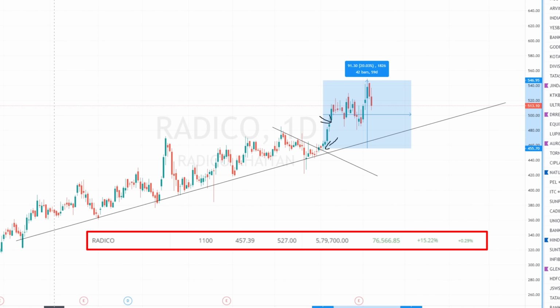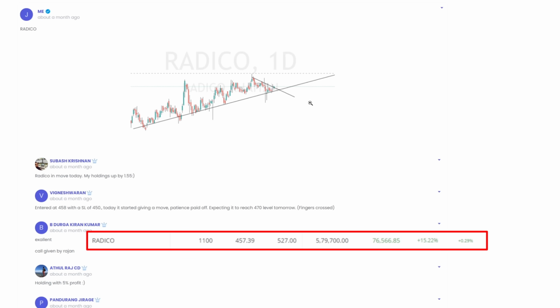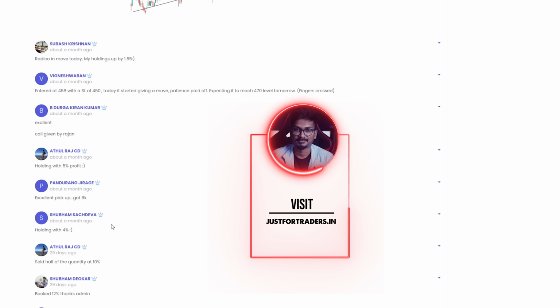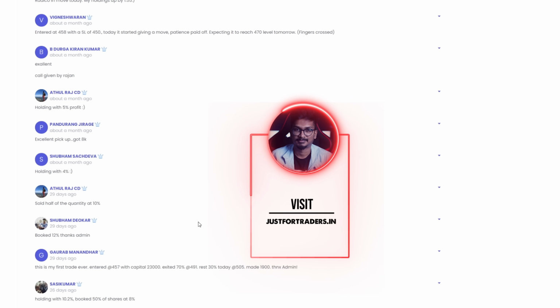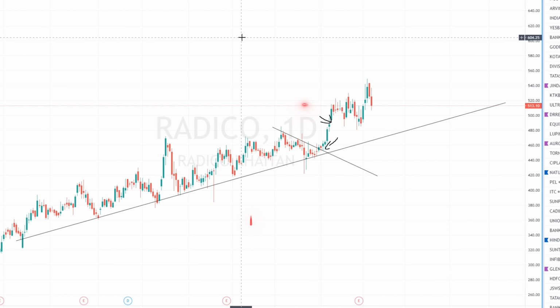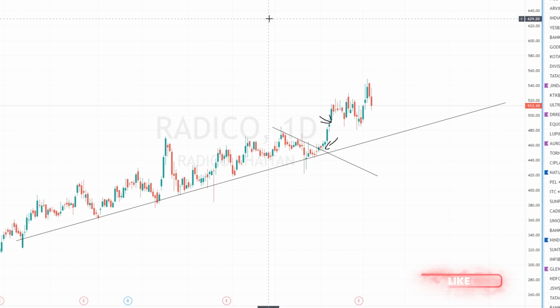And yes, we also posted this in our community right before the breakout. So if you look at it, people booked 5%, 4%, 10%, 12%, and also 12.8%. In our community, the job for me is to make people hold as much as possible. For us, finding a stock like this is not a problem. The problem is that people could not hold on to the profits as much as possible. So I focus more on that, to teach the psychology and other stuff.